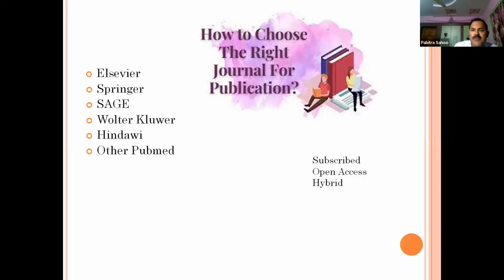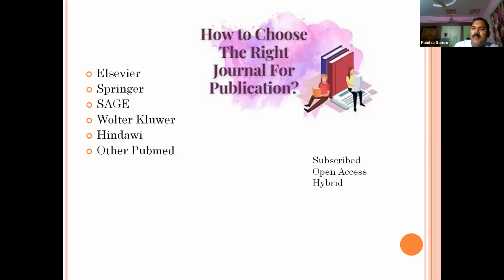There are other methods of selecting a journal. There are three common types of journals available. The first are subscribed journals. The second group are open access journals, where you need to pay for publishing the article. There are also hybrid journals. Once your article is accepted, the publisher will ask whether you choose open access or subscribed. Subscribed journals do not charge any article publishing charge. But if you opt for open access to increase the visibility of your article, anyone can access it, so that increases the visibility of your article.